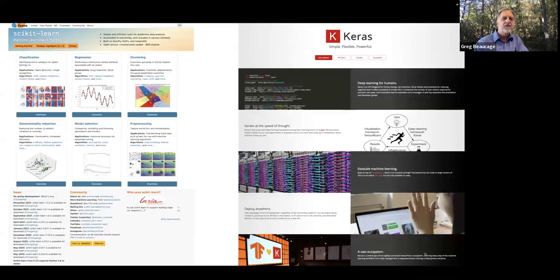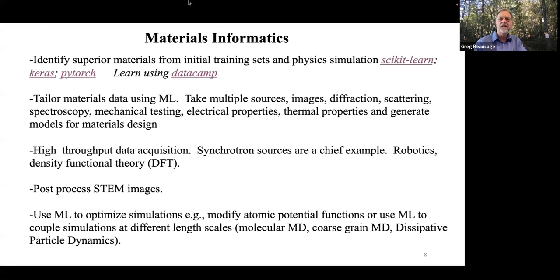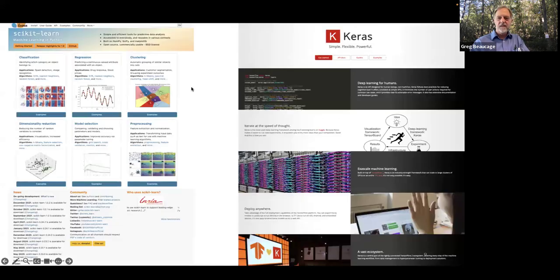So yeah, I showed you these things last time. It's like scikit-learn. So there are ways to learn machine learning. And these are all Python-based machine learning and artificial intelligence programs. So I went through those last time.